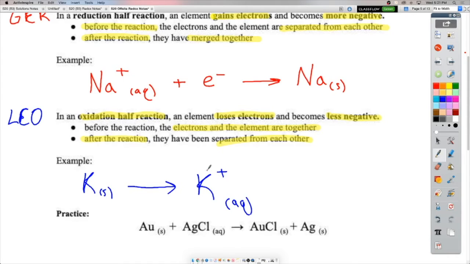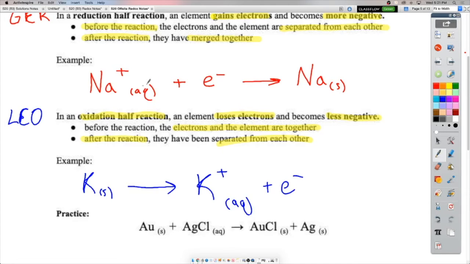It lost an electron. So I kind of think of it as it fell off or it flew out, right? And then what happened to this electron? Well, if this is the other part of our half reaction, this electron and this electron are actually the same electron, okay?